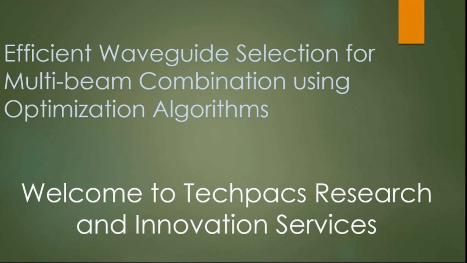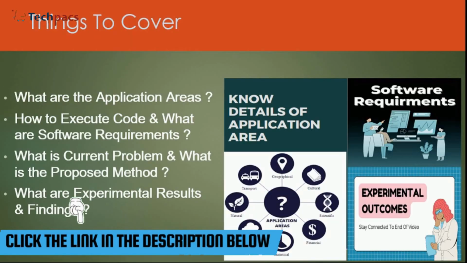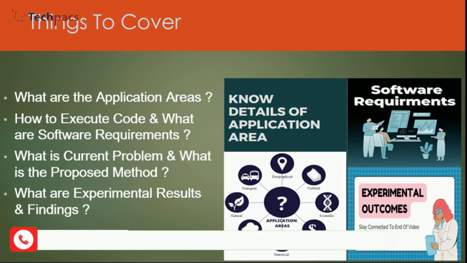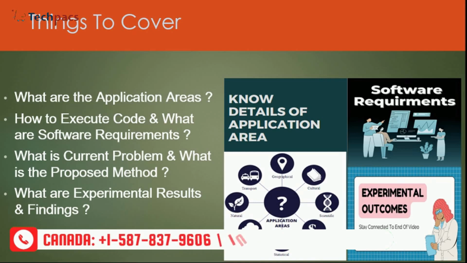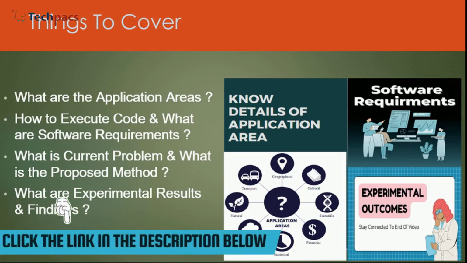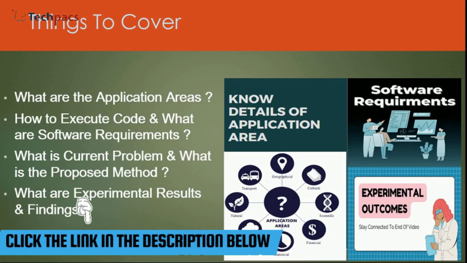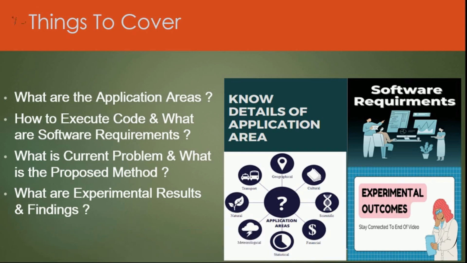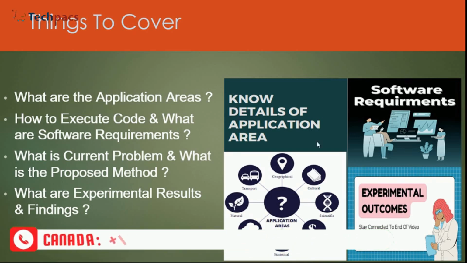Before moving to this video, let's talk about what we will cover. In this video, we will initially talk about in which application areas this technology can be implemented and how it is useful. Then we will discuss the code we have designed, how to execute it, and what the software and library requirements are. Then we will talk about what people are doing currently and what problems have been identified with them, and how our proposed system is handling those problems. Finally, the experimental outcomes and results will be reviewed. So let's start with the application area.